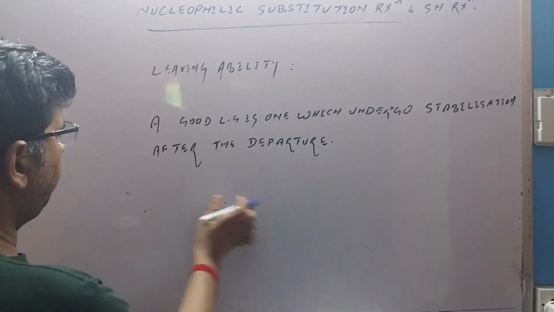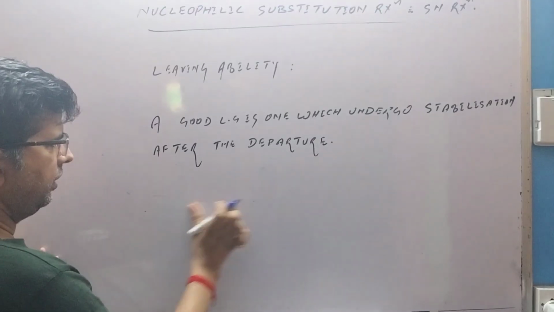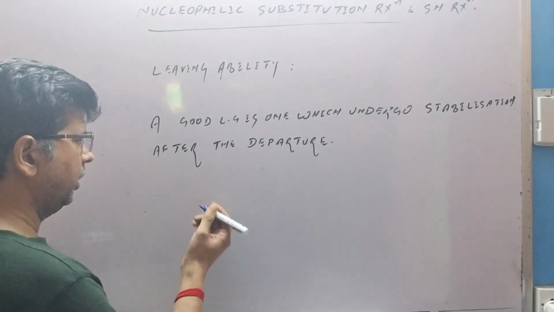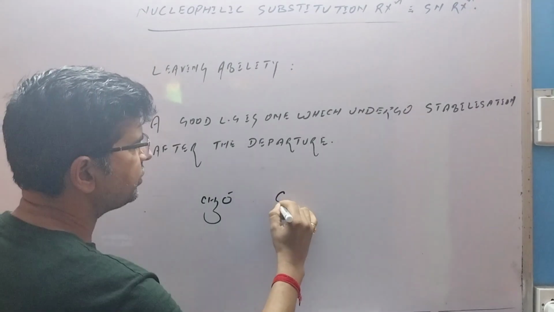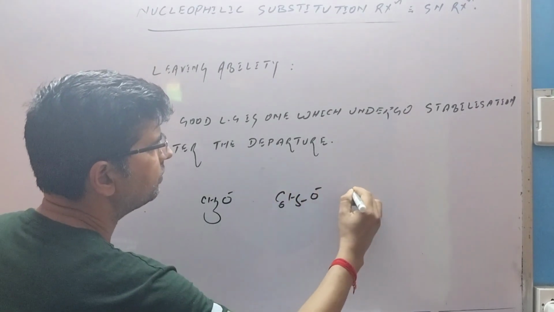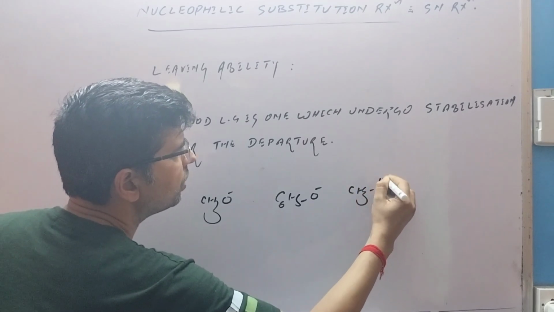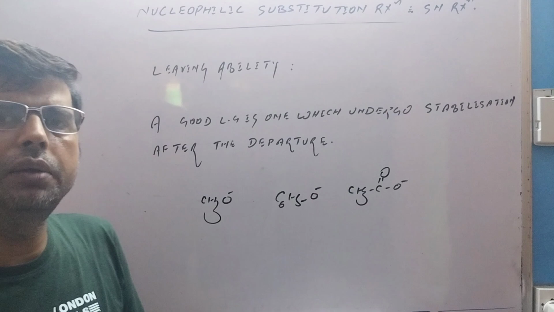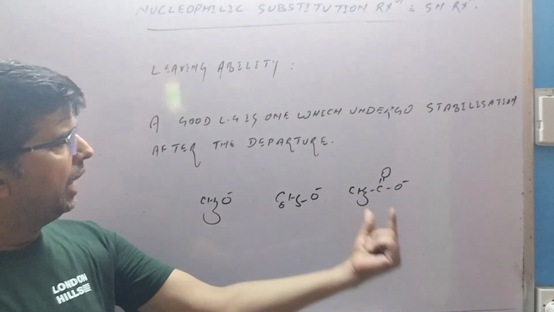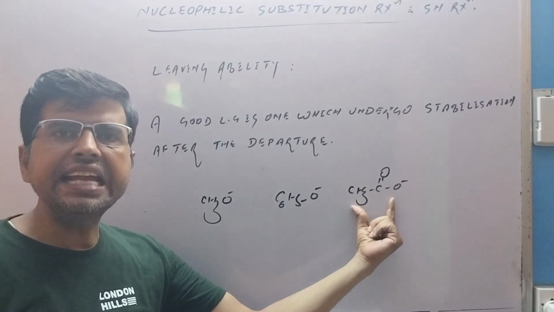See, the leaving groups given in the question are CH3O negative, C6H5O negative, and CH3C double bond O negative. Now, the question is, what is the order of leaving ability of these leaving groups? We see here, this is acetate anion.